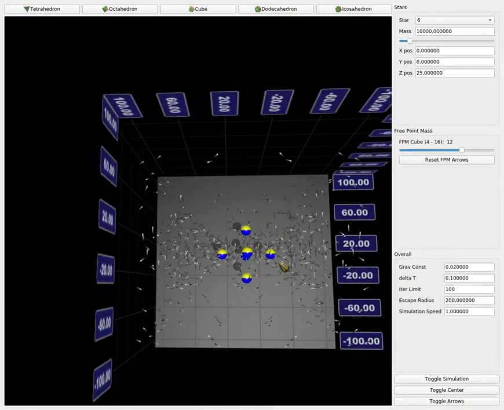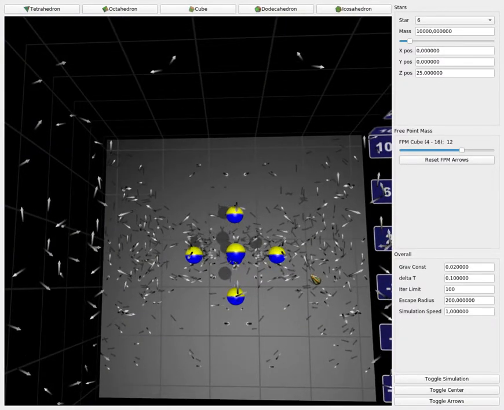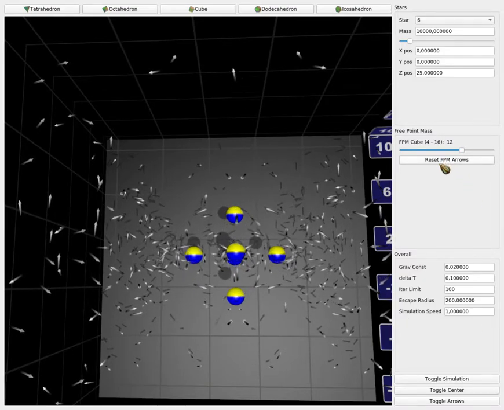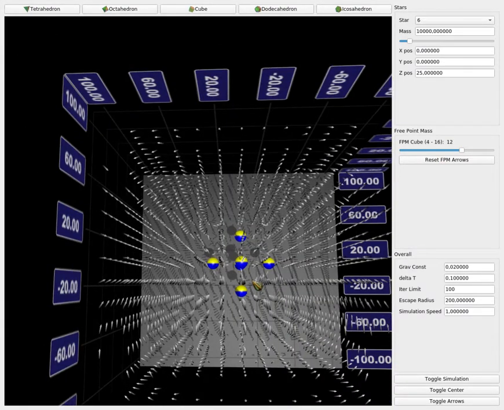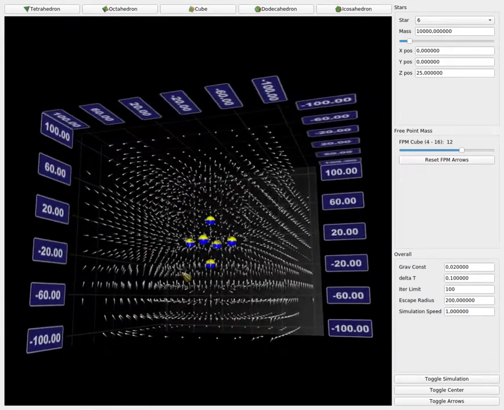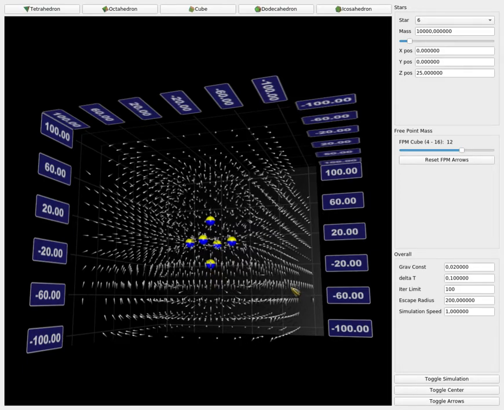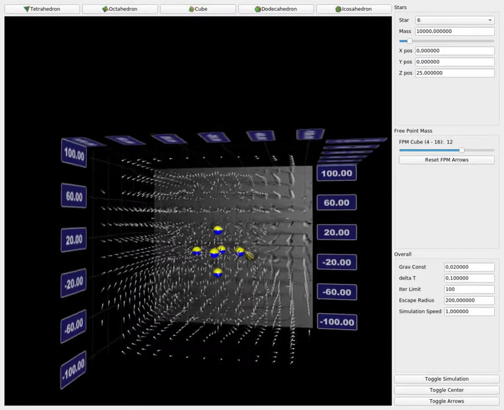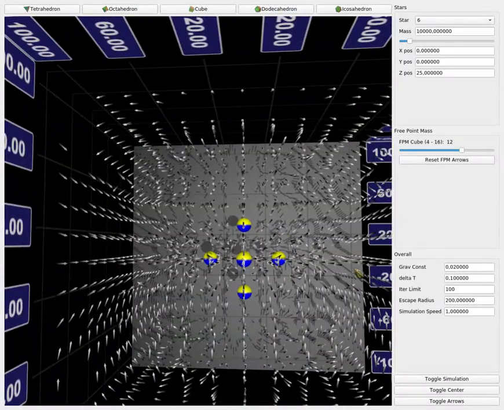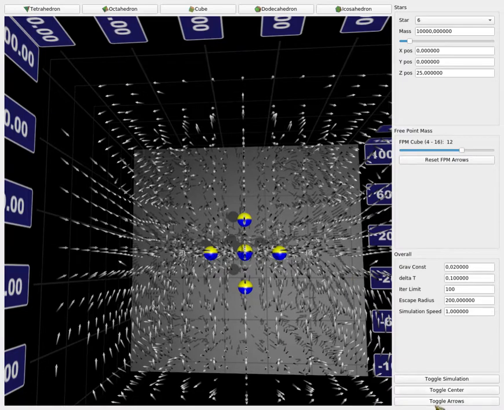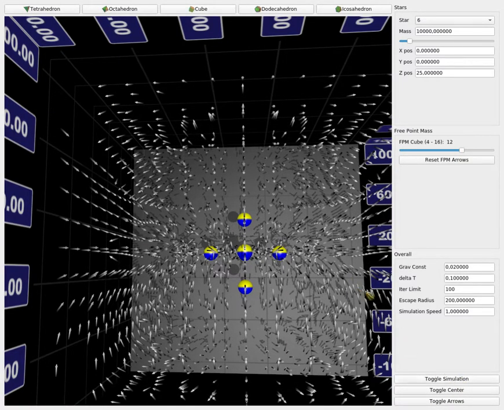Okay, so let's play with some of the parameters. Let's reset the FPMs, the free point masses. Okay. But now you can see the formation of everything. But now we want to do something different. Let's stop the simulation. We don't really have to stop it, but let's change the gravitational constant to be negative.